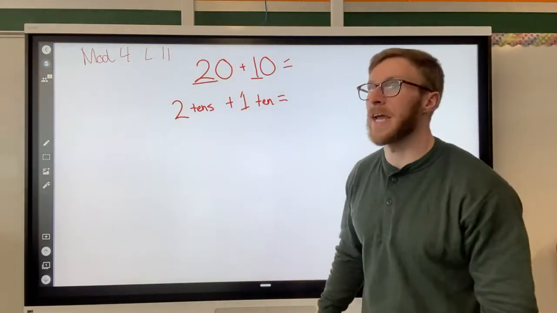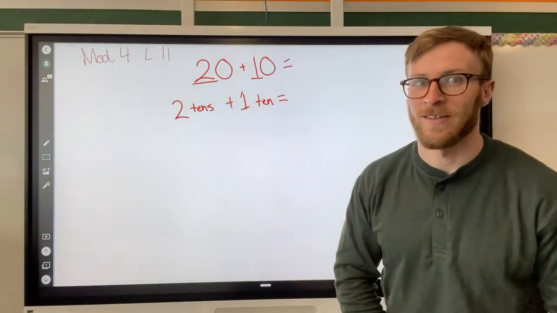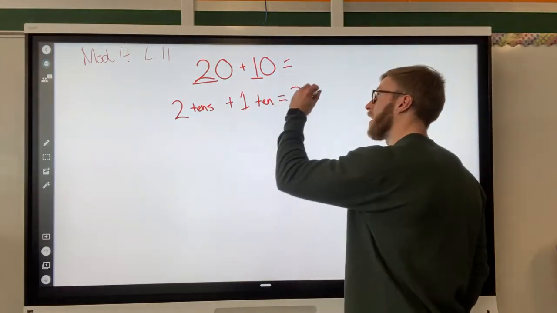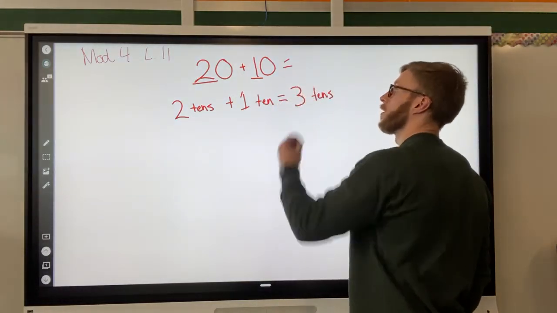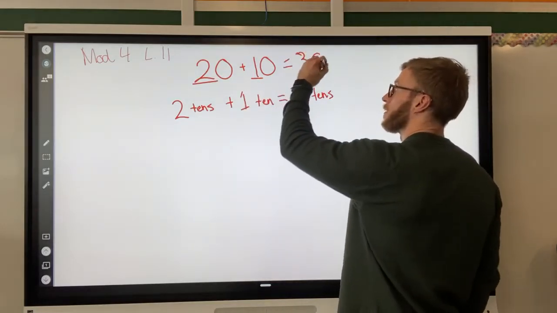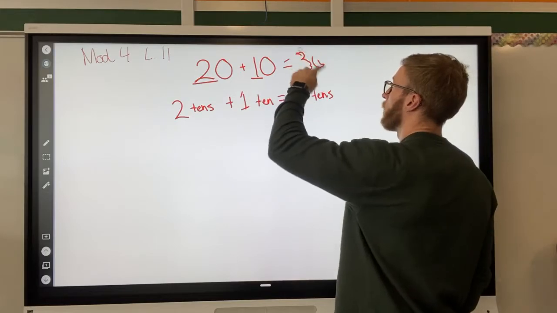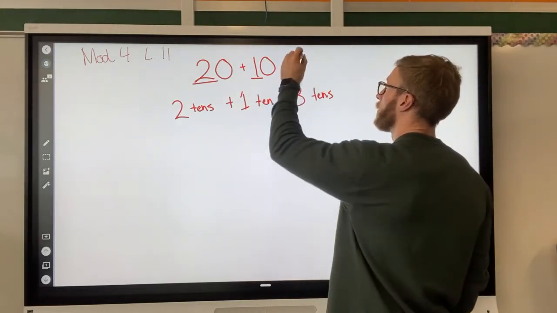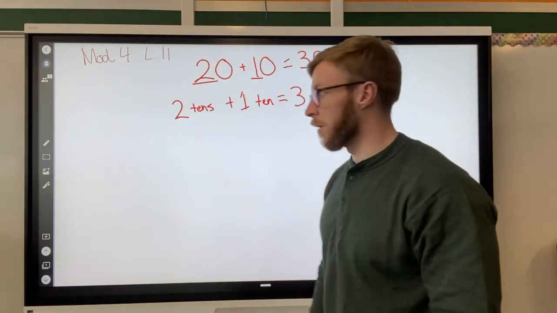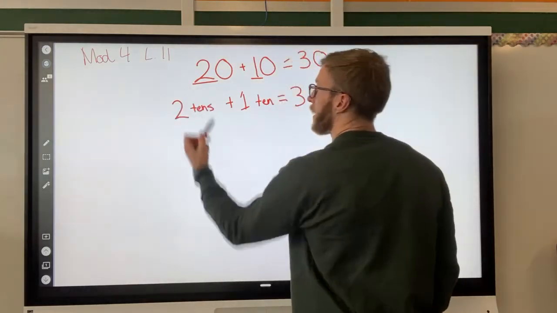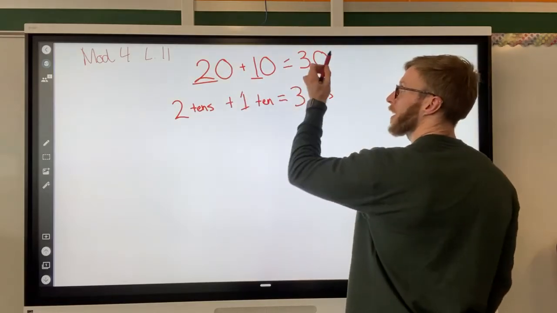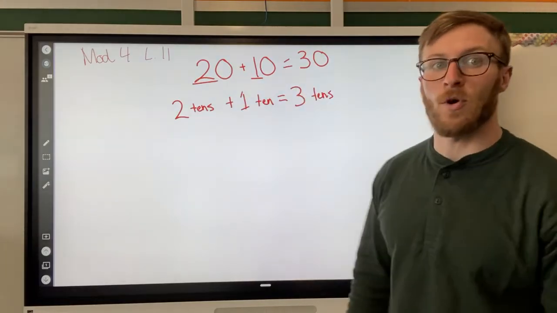Or what about this? 2 bananas plus 1 banana equals 3 bananas. Or 2 tens plus 1 ten equals 3 tens. Or 20 plus 10 equals 30. Whoa! I don't know what happened with the marker there. Let's try that again. There we go, 30. All right, we're just looking at the tens place. 2 plus 1 equals 3. There are no extra ones, so that's why it stays 0 the whole time.